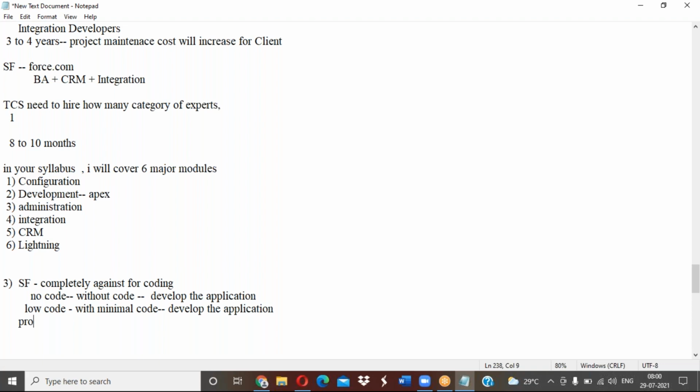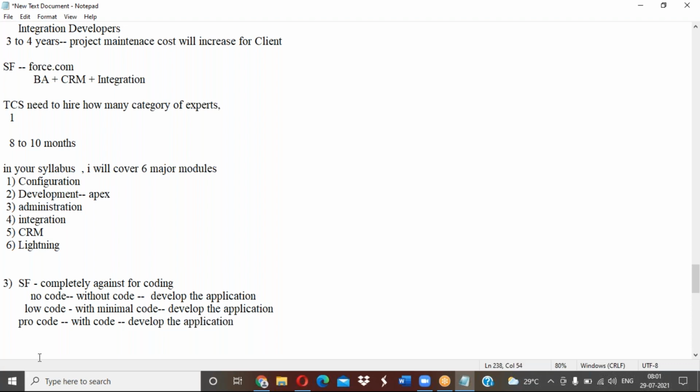Apex is very easy. Don't bother about the programming, guys. Everything I will be taking care of. From scratch, I will tell you. Yesterday, I told you, I will make everyone in the classroom a master in programming. Understand? Don't bother about the programming. Next, pro code. Pro code means what? With code, we need to develop the application.